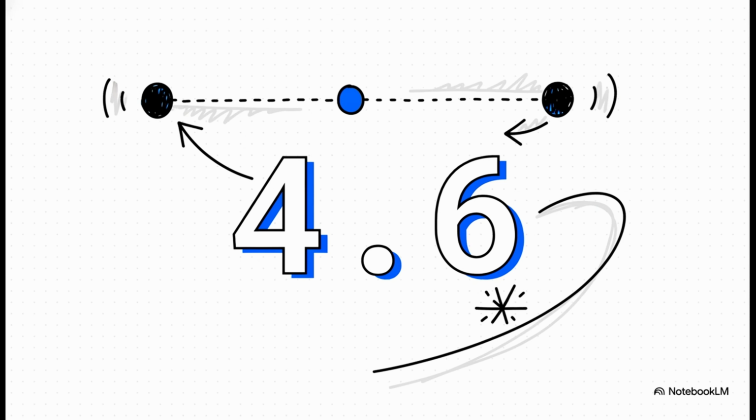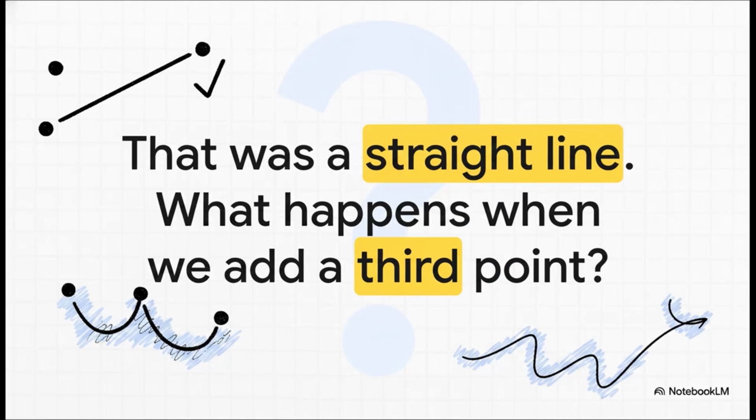We take our target, 2.2, and we just plug it into that formula we built. So 3 times 2.2 minus 2 gives us 4.6. And just like that, we found our missing value. We successfully navigated the space between our data points. Okay, connecting 2 points with a straight line.